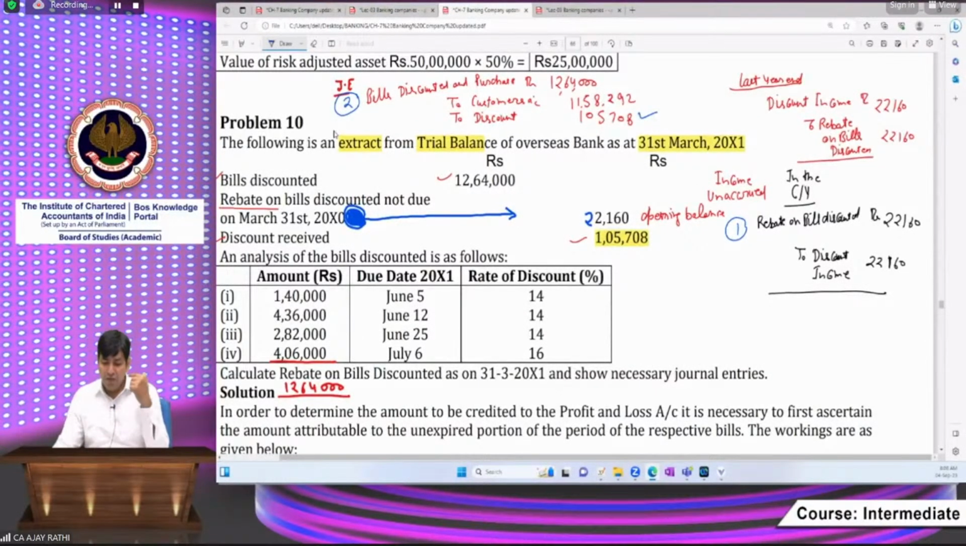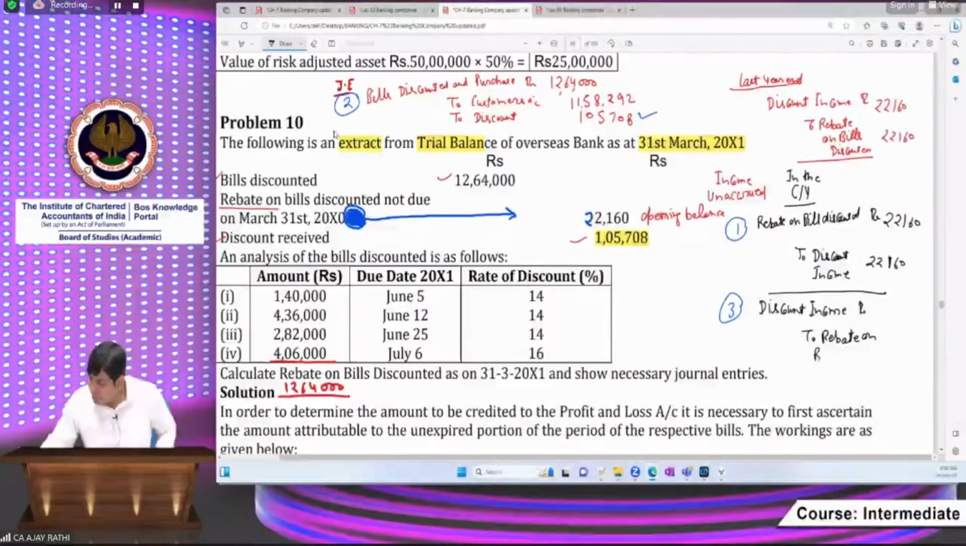Yes. Now, the second entry is the one done on different dates, that such 1,05,708 income has been credited to discount income. Yes. Now, the third entry we have to do again. For that, we are calculating the amount in this question. That entry will be: discount income will be debited, and to rebate on bill discounted for the current year end. Rebate on bill discounted will again be credited.